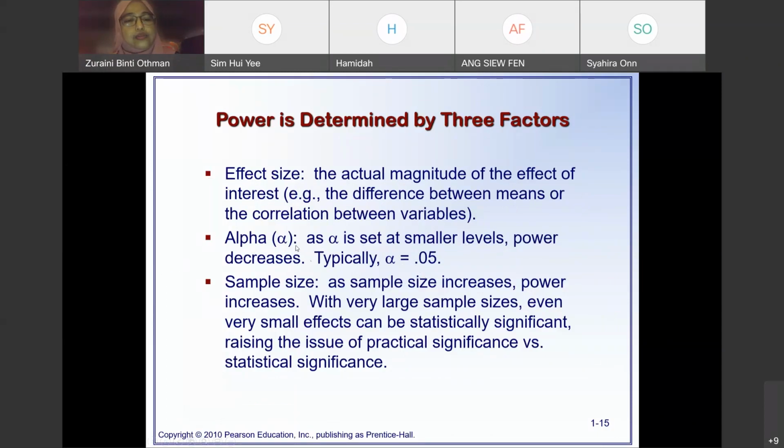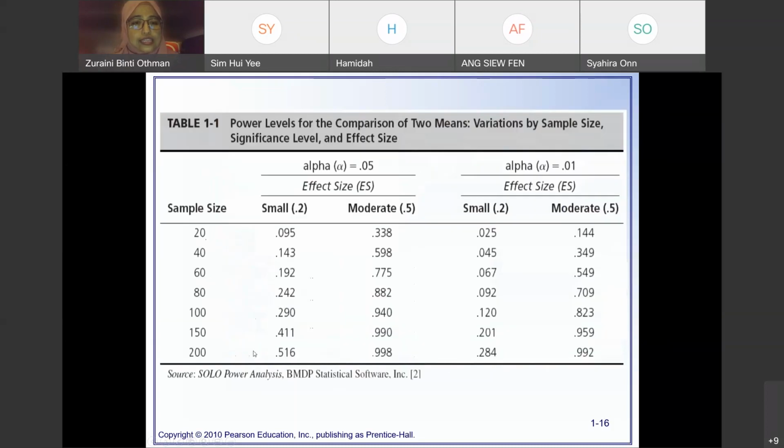Then just now the video said that the alpha is something we as researchers will set. Then this is the sample size. As sample size increases, power increases. With a very large sample size, even a very small effect can be statistically significant, raising the issue of practical significance versus statistical significance. If you can see in this table, the effect of the alpha.